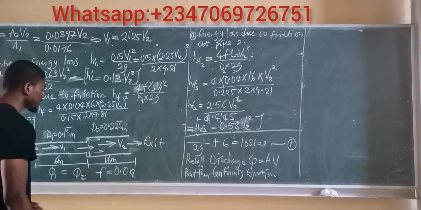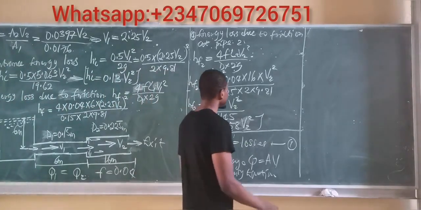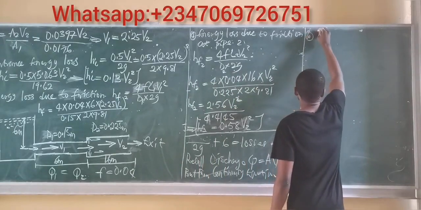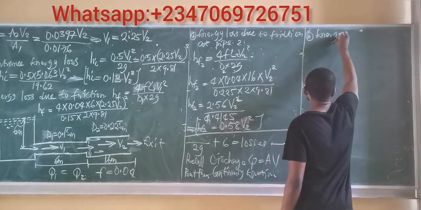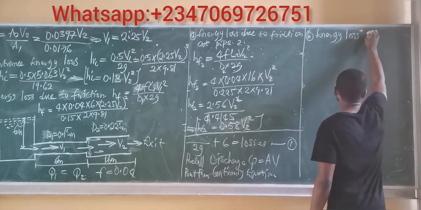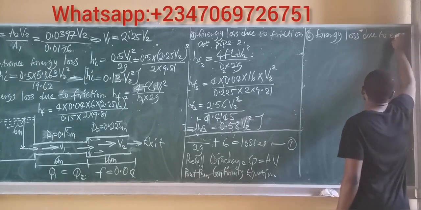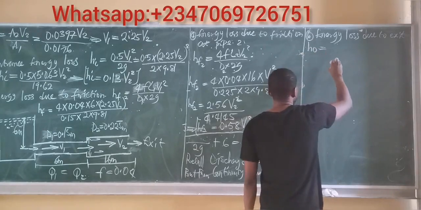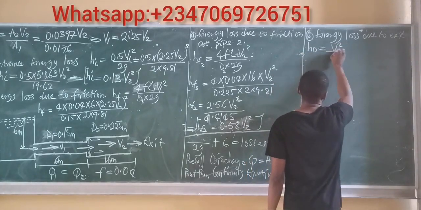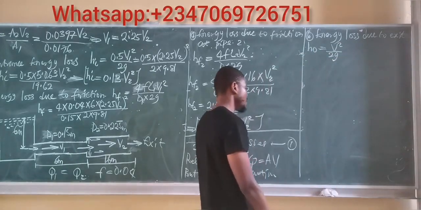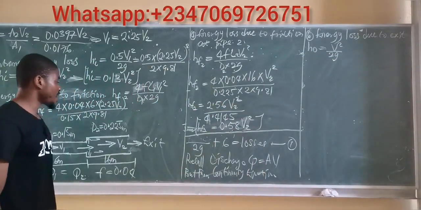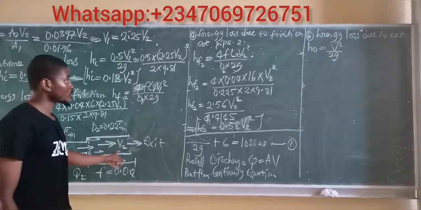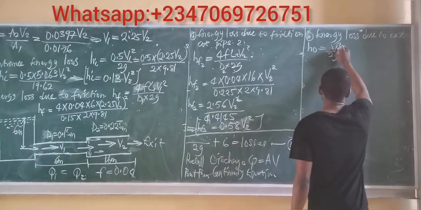All right, so finally we calculate the head loss due to exit. That should be the sixth. Head loss or energy loss, whichever one, due to exit. The formula is simply H_o, o for output or outlet, equals V squared all over 2g. That's the formula to calculate the head loss due to exit. But now V becomes the velocity at the point of exit, and the velocity at the point of exit here is simply V2. So you simply put in V2 all squared.